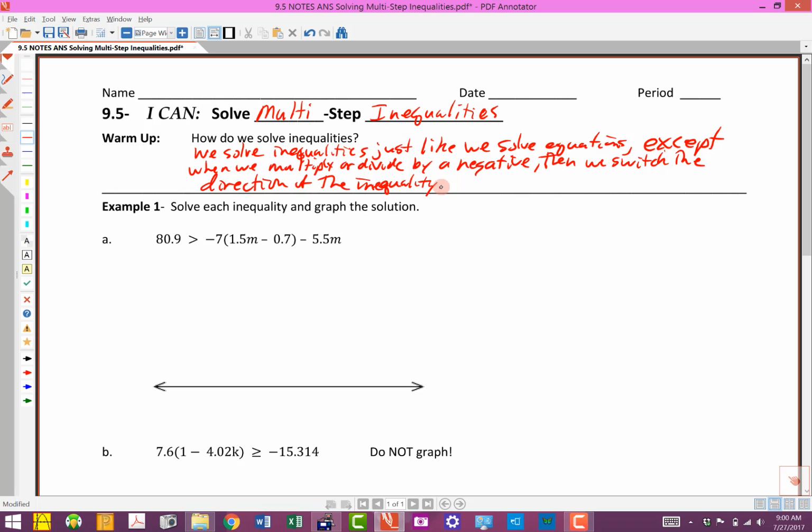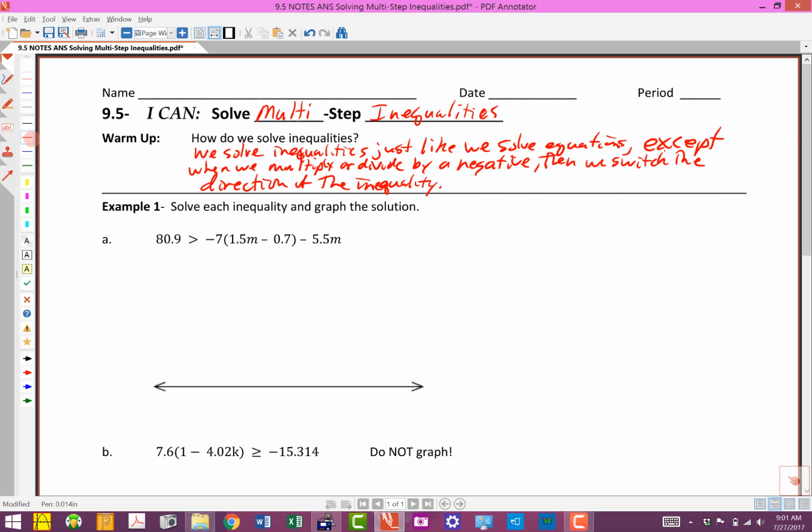So the only thing that changes the direction of the inequality, the only time we do something different than when we solve an equation, is if we multiply or divide by a negative. And the only thing we have to do is switch the direction of the inequality. So everything like adding, subtracting, simplifying, distributing, collecting like terms, any of those things are totally okay. They do not change the direction of the inequality. It's only when we are taking the step of multiplying or dividing both sides by a negative that we have to switch the direction.